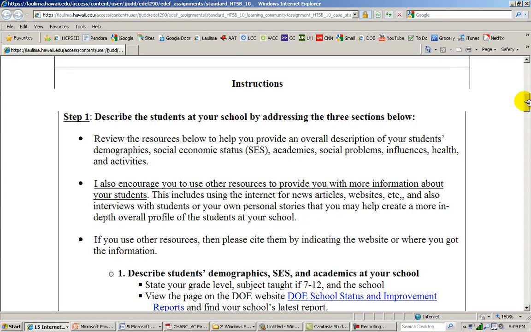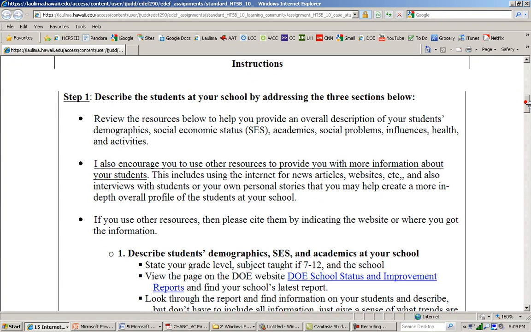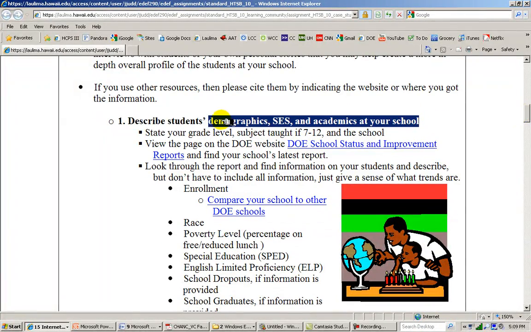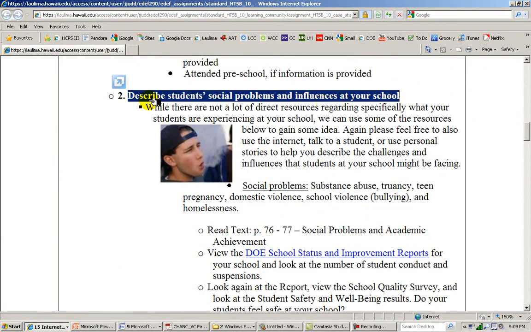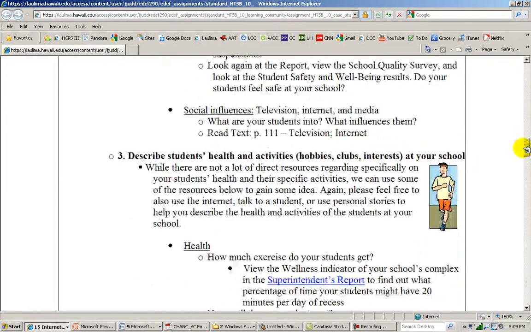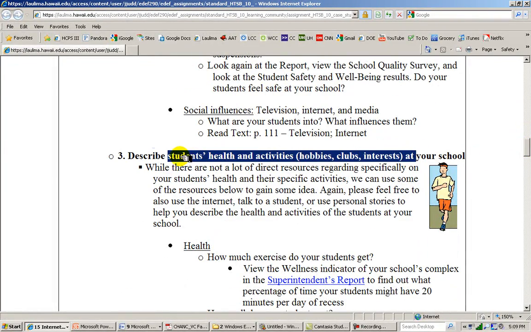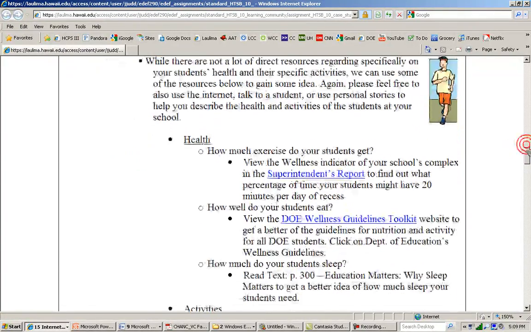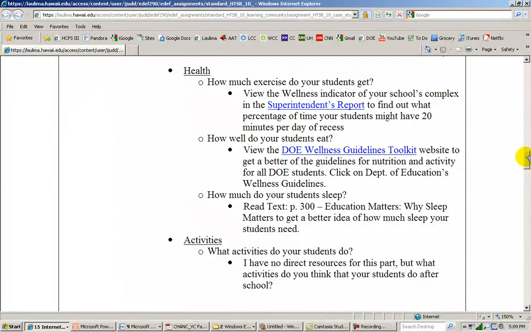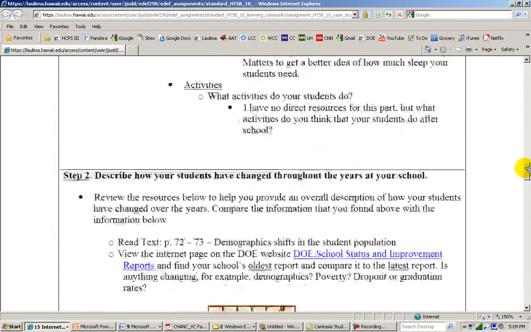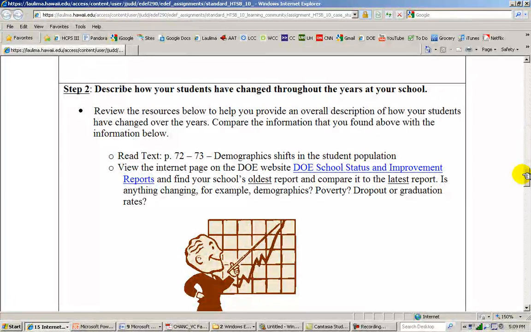First one is just your general descriptions of the students themselves. I would like you to know about your students' demographics, their SES and academics. I would like you to know about their social problems and influences at their school, and also any interests that they have and also how they take care of themselves. That's the first part. It's really an in-depth description of your students in general. Remember, you can also find students themselves and interview them and find out what they're going through.